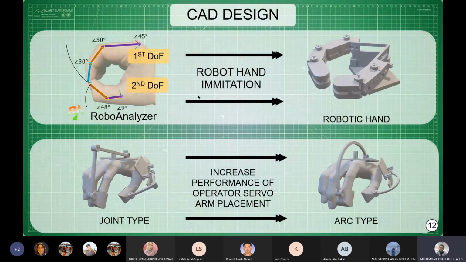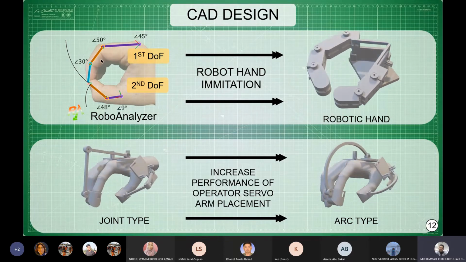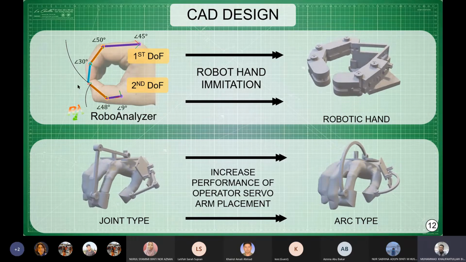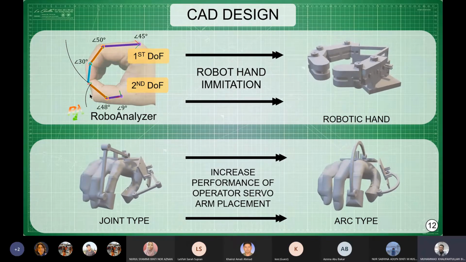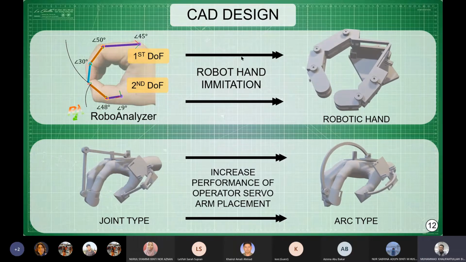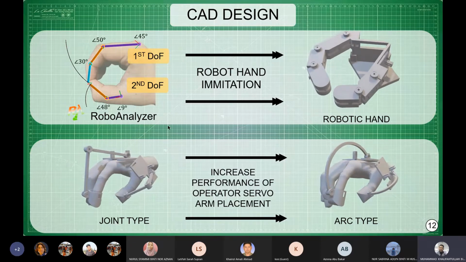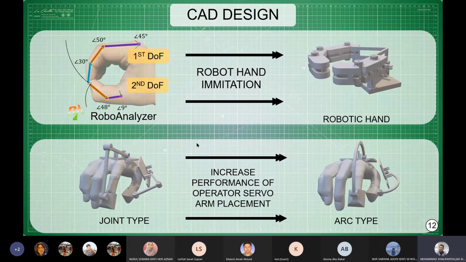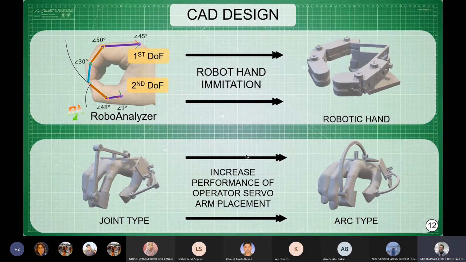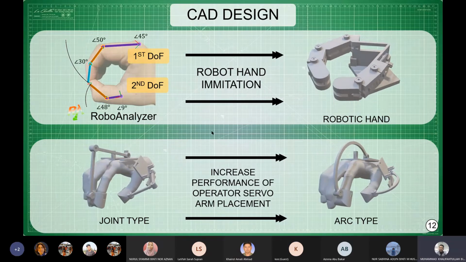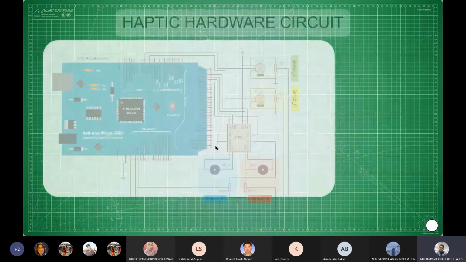So the CAD design of a robotic hand and operator. In this picture, the 4 fingers represent the first degree of freedom, while the thumb represents the second degree of freedom. Each angle limit is set on the robotic hand to limit the robot movement to a grasping gesture. And for the operator, 2 types of servo arm mount are designed. The first one is the joint type, and the second one is the arc type. The arc type is created to increase the performance of the joint type, which will be discussed later on.